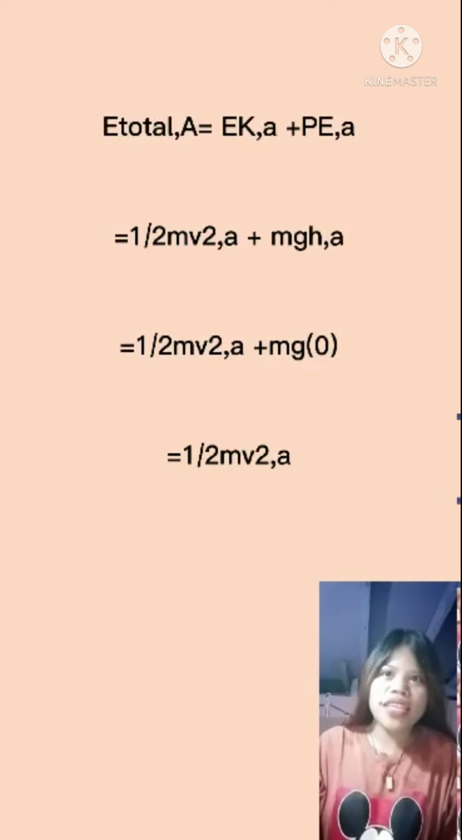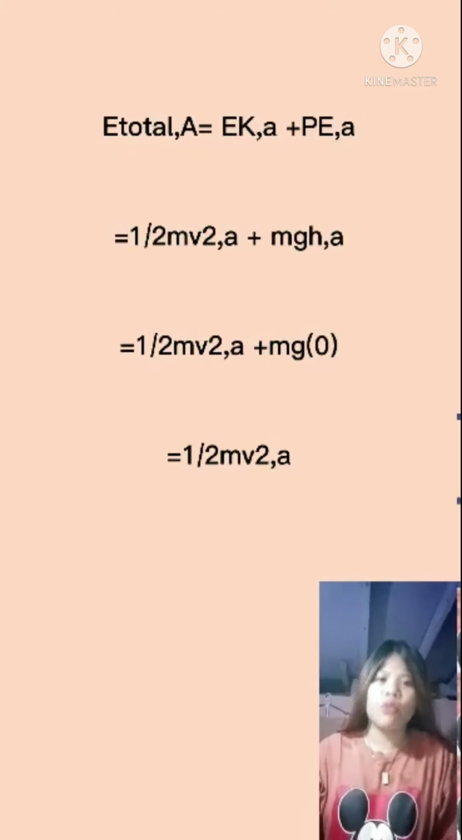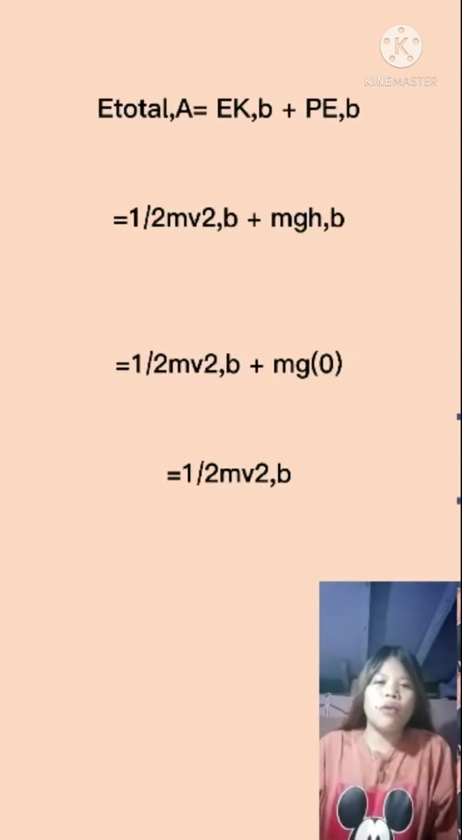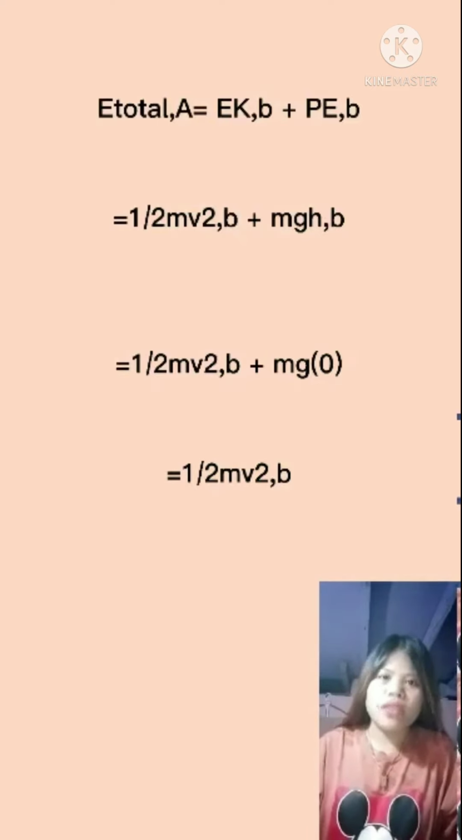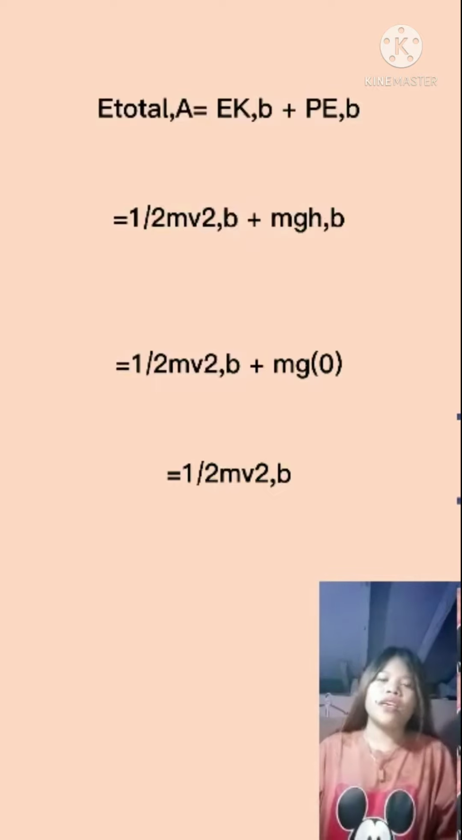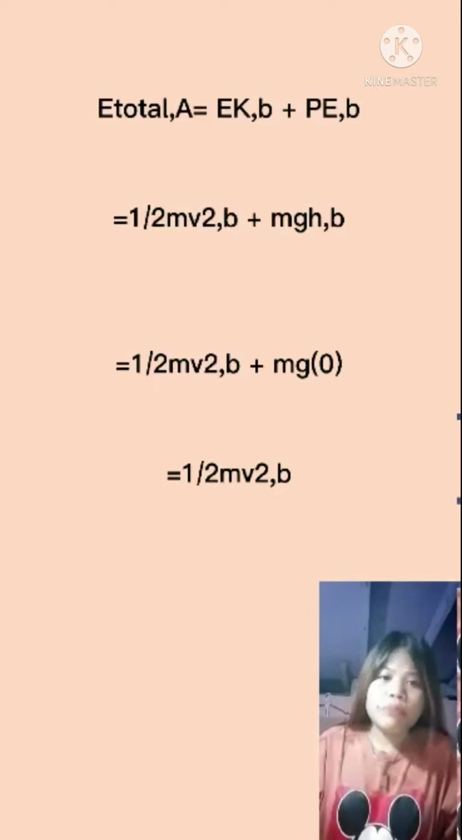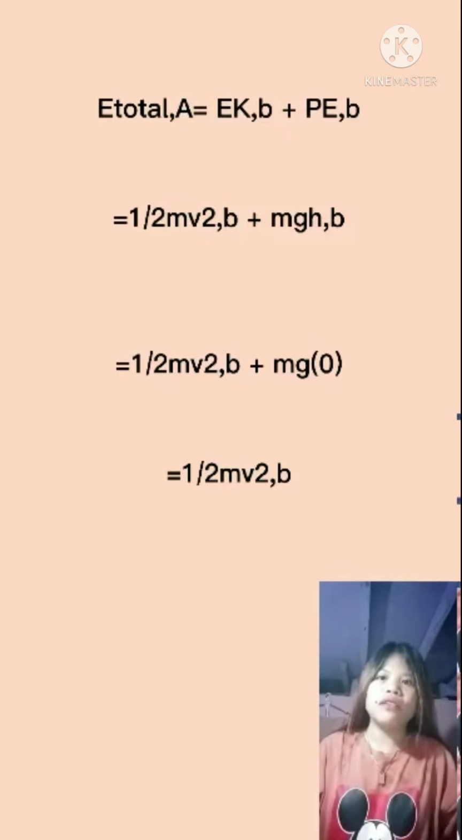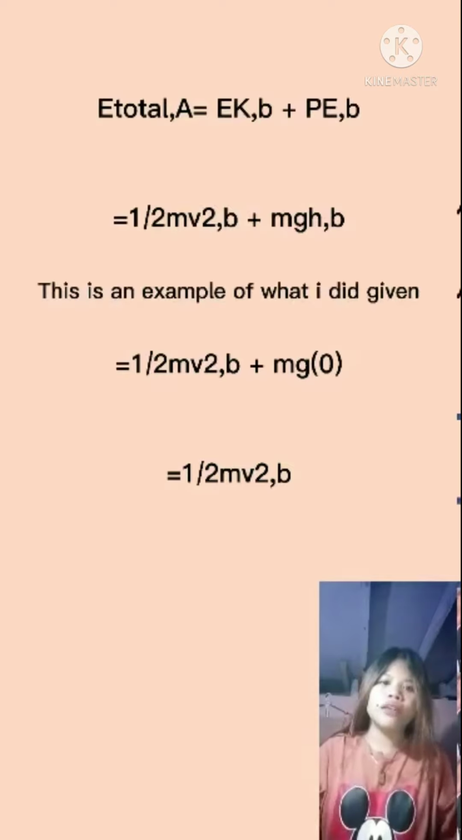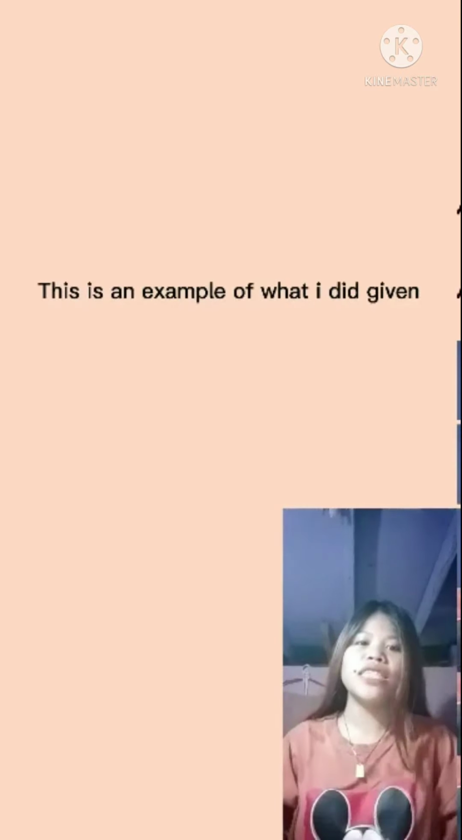E total A equals EKA plus PEA equals 1/2 mv squared A plus mgHA equals 1/2 mv squared A plus mg0 equals 1/2 mv squared A. And E total B equals EKB plus PEB equals 1/2 mv squared B plus mgHB equals 1/2 mv squared B plus mg0 equals 1/2 mv squared B. This is the given that I made.